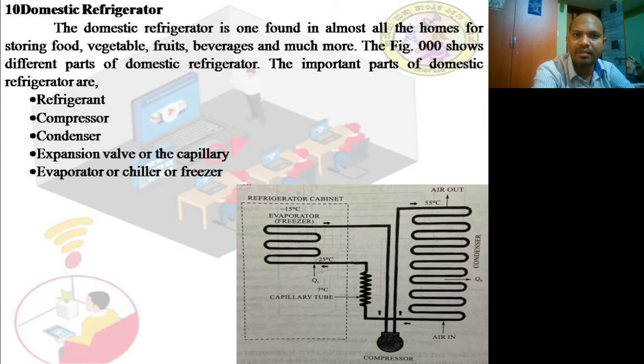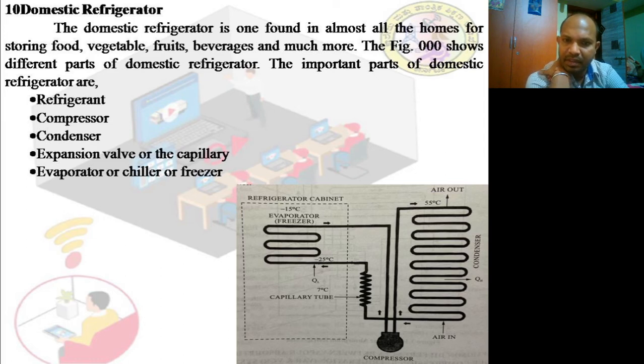The domestic refrigerator is found in almost all homes for storing food, vegetables, fruits, beverages, and much more. The figure shows different parts of a domestic refrigerator. It is more or less the same thing. Refrigerant will be there, compressor, condenser, expansion valve or a capillary tube, and then the evaporator or chiller or a freezer will be used.